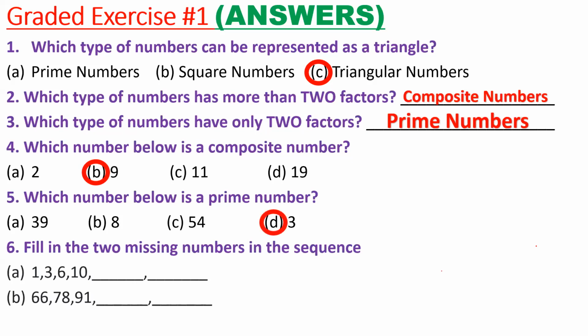Good. Now for number 6. What y'all have for the next 2 missing ones? 15 and 21. Anyone else have 15 and 21? Yes, sir. Good. And then B, what's the next 2 triangular numbers? 105 and 120. Very good. Okay, next, let's move on.